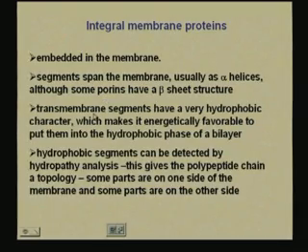The transmembrane segments, we know from our previous classes, have a very hydrophobic character, so that there is an energetically favorable interaction with the hydrophobic chains of the lipid bilayer, and the hydrophobic segments can be detected by hydropathy analysis, which is something we have done earlier. This gives the polypeptide chain a specific orientation, a specific topology, where we have some parts on one side of the membrane and some parts on the other side of the membrane. So, this is the property of the integral membrane proteins. Okay.